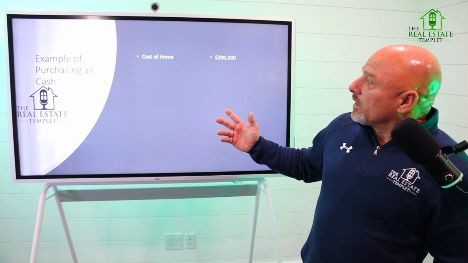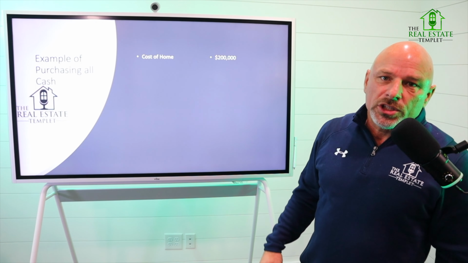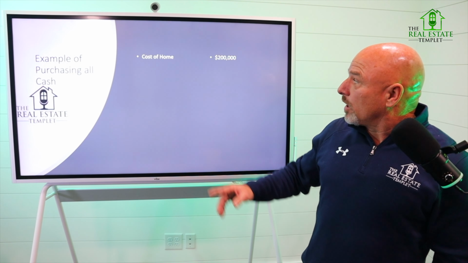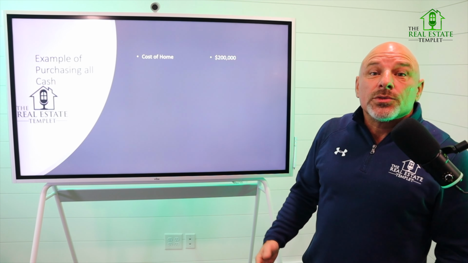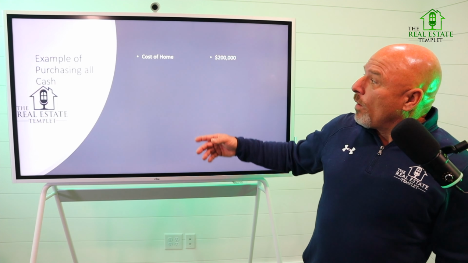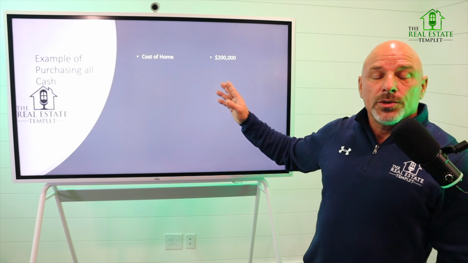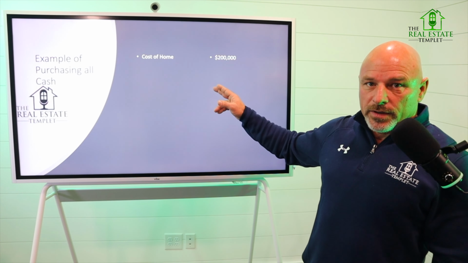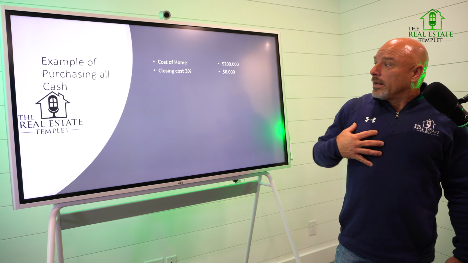So today, we're going to start off with going out and we're going to purchase a home, and that home we purchase is going to be worth $200,000. Or maybe it's what you're paying for, $200,000. Maybe it's worth more. Hopefully it's not worth less. So we're going to go out, we're going to buy a home, and we're going to pay $200,000 for that home. Our next thing we need to think about is closing costs.